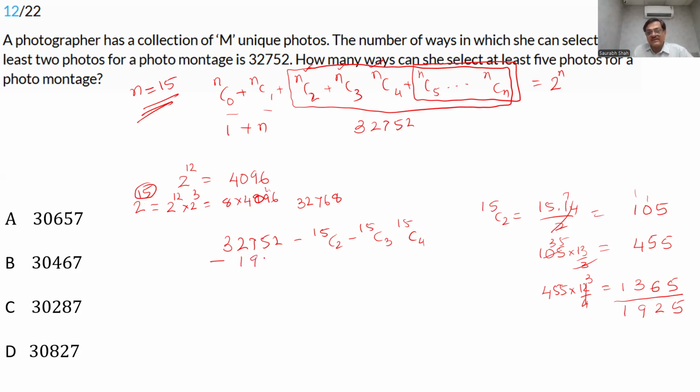Subtract 1925. And don't do the whole calculation. 52 minus 25 is 27. The last 2 digits is enough to give you the answer. You don't need to verify. So the answer is the fourth option, 30827. The fourth option is the right answer. When you can get an answer with the last two digits, don't worry about the entire answer.